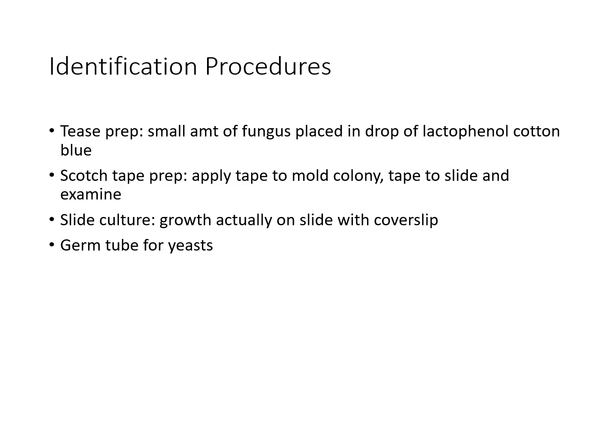For yeast identification, the germ tube test is commonly used. It detects the formation of germ tubes, which are outgrowths from yeast cells that help differentiate certain species such as Candida albicans.